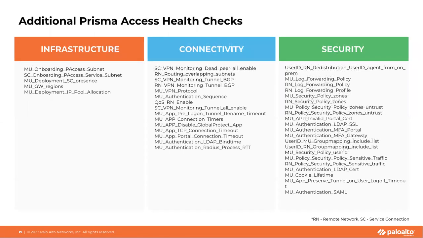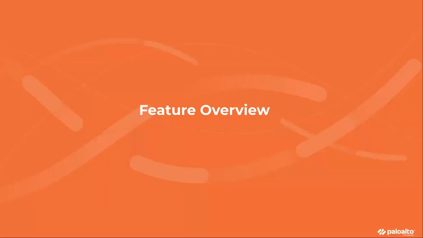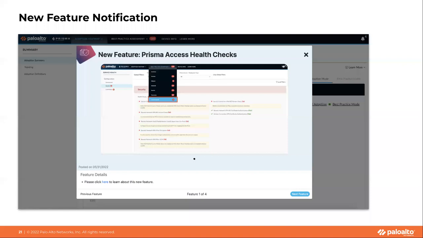These are additional Prisma Access health checks that were added to the Prisma Access BPA report, right? That contributed to a total of 59 health checks. Next slide, please. All right, so I'll quickly go over the feature overview.